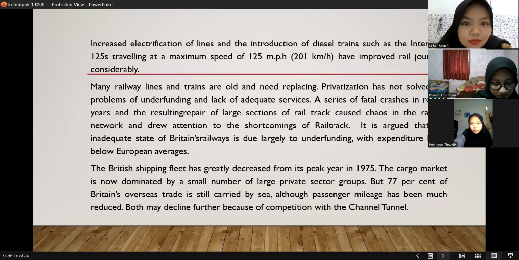Increased electrification of lines and the introduction of diesel trains such as the Intercity, traveling at a maximum speed of 125 mph, have improved rail journeys considerably. Many railway lines and trains are old and need replacing. Privatization has not solved the problems of underfunding and lack of adequate service.